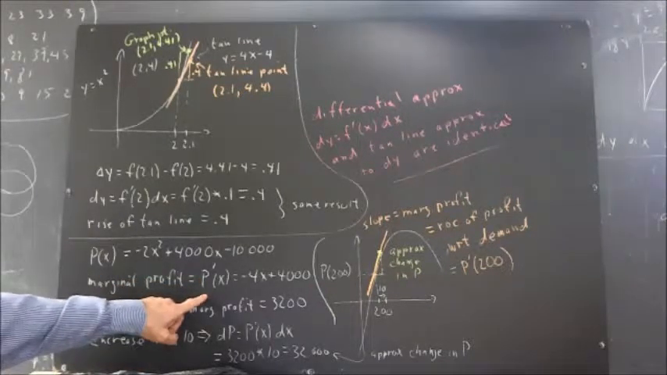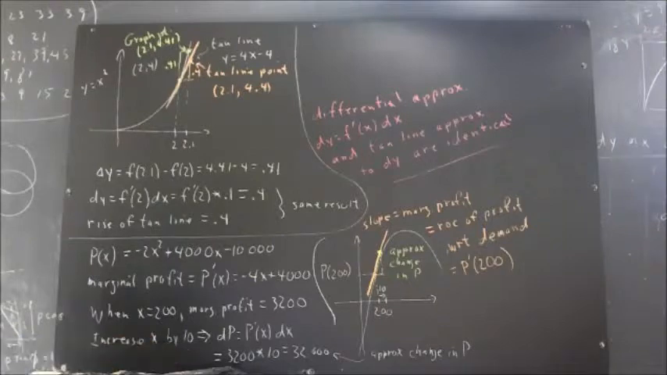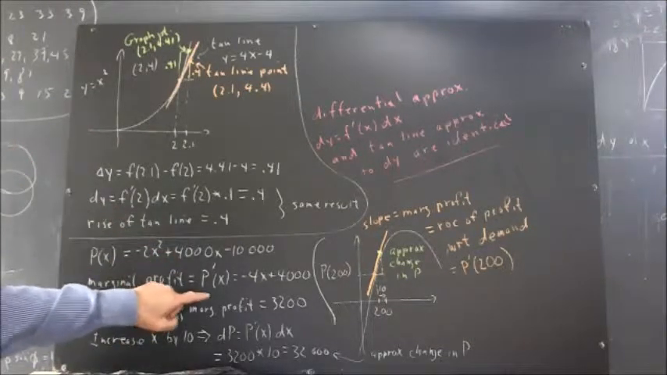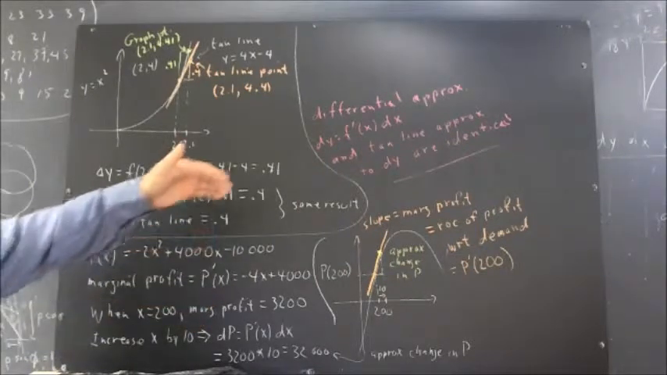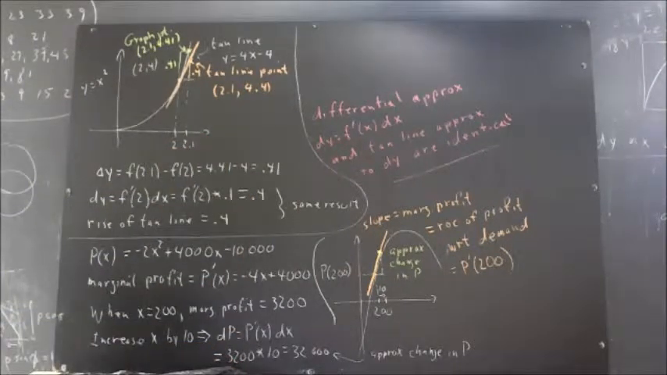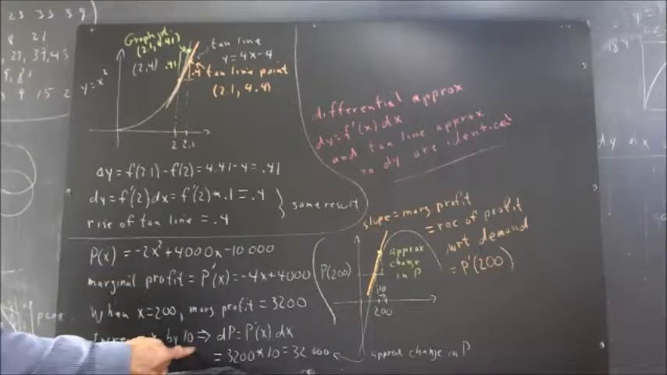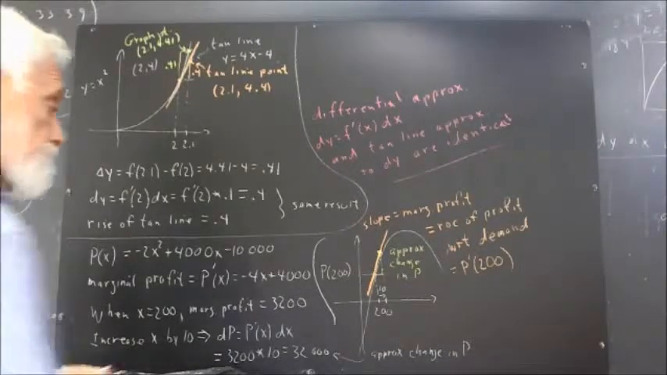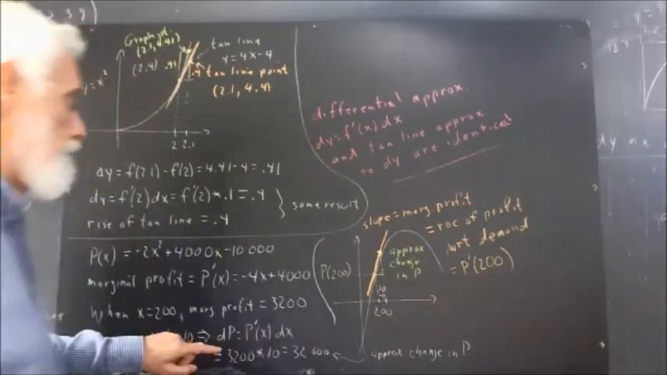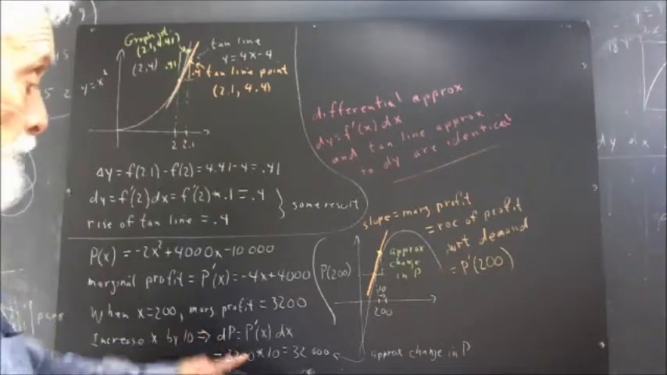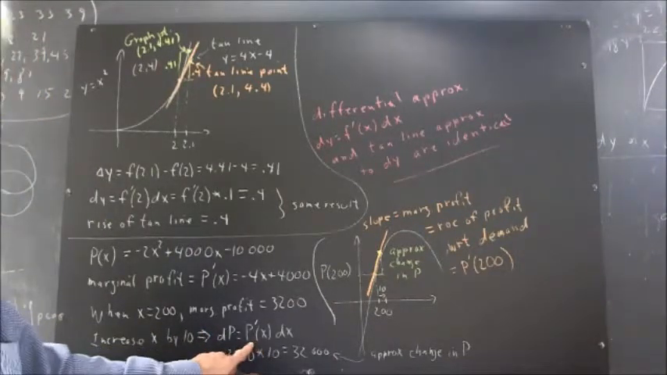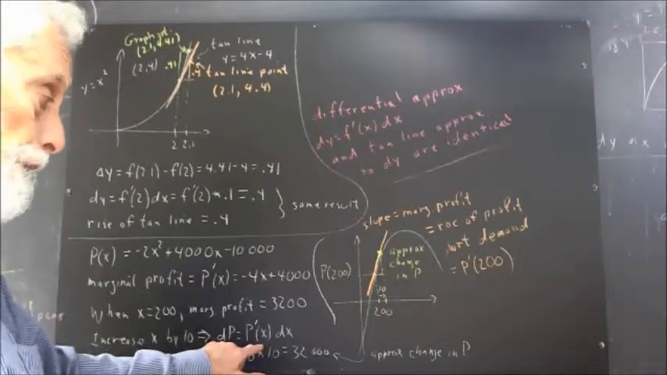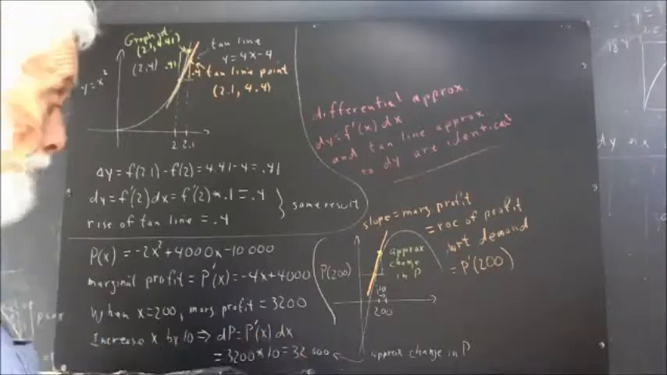To use the marginal profit to get the change in the profit, you simply multiply the marginal profit, which is the rate at which profit changes with respect to demand, by the change in the demand. And when you do that, you're actually just using the differential. Differential says dP, the change in the profit, is P prime of X, the rate of change of the profit function with respect to X, multiplied by the change in X.